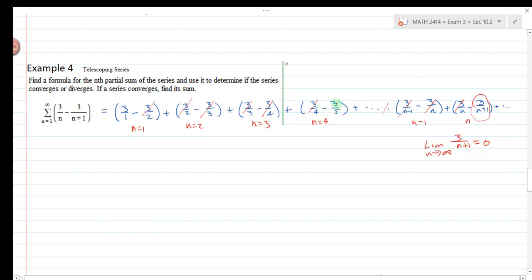Everything is going to cancel out here. This negative 3/5 would cancel out with the first positive term in the next term. The only number that I'm left with that didn't cancel out is 3. So we would say that this series is equal to 3.